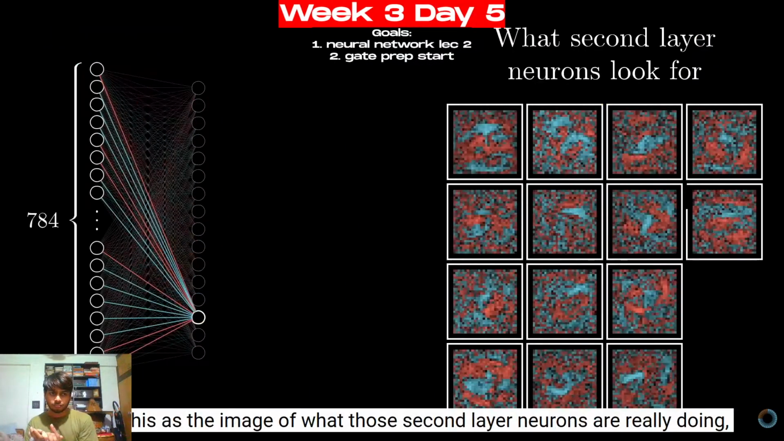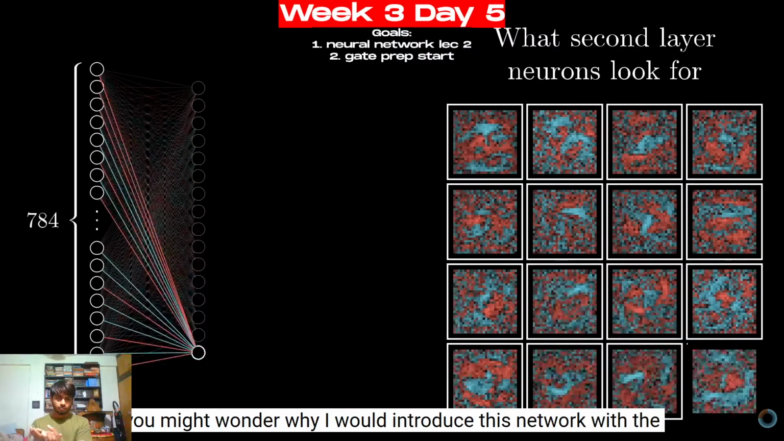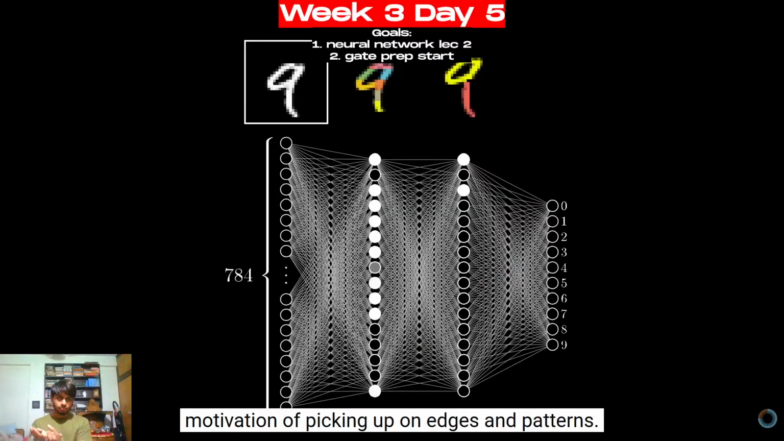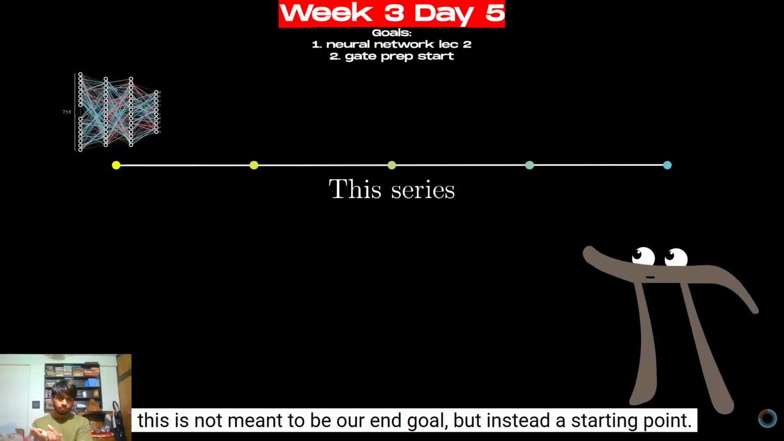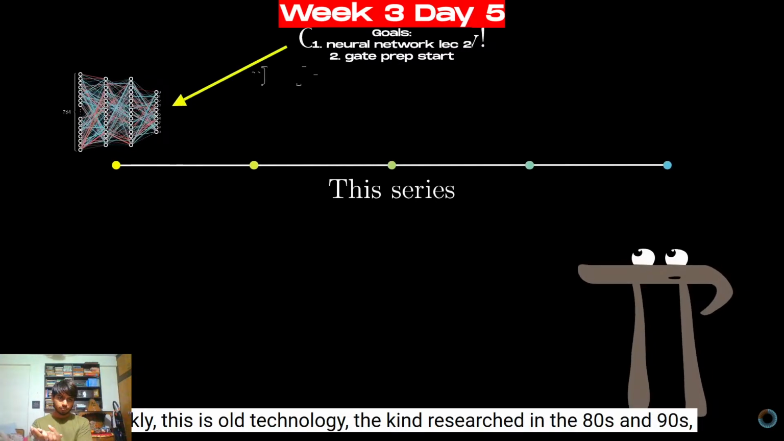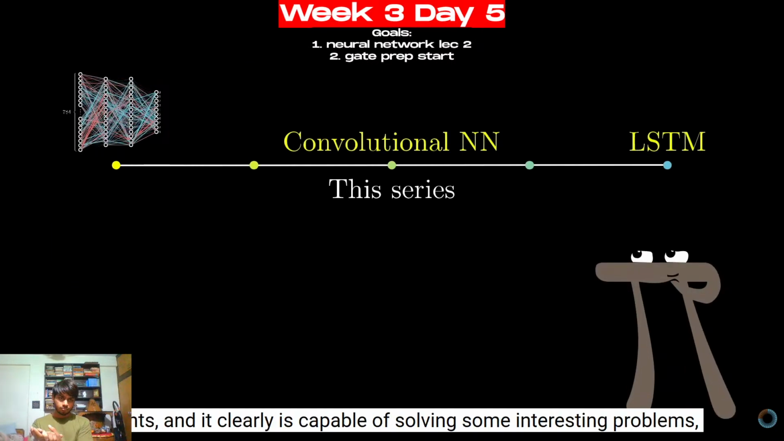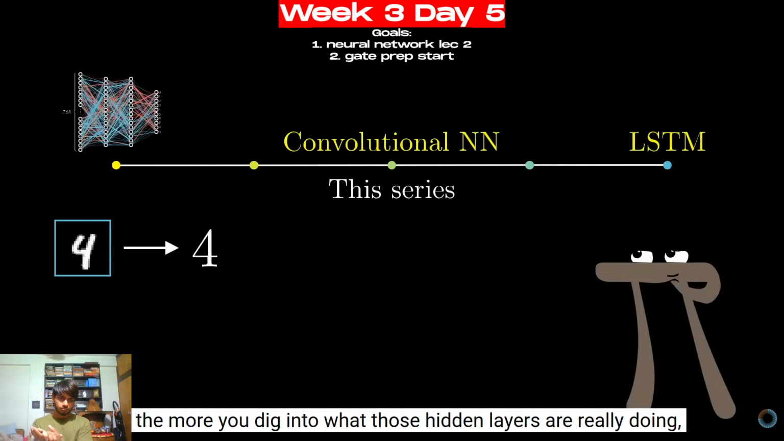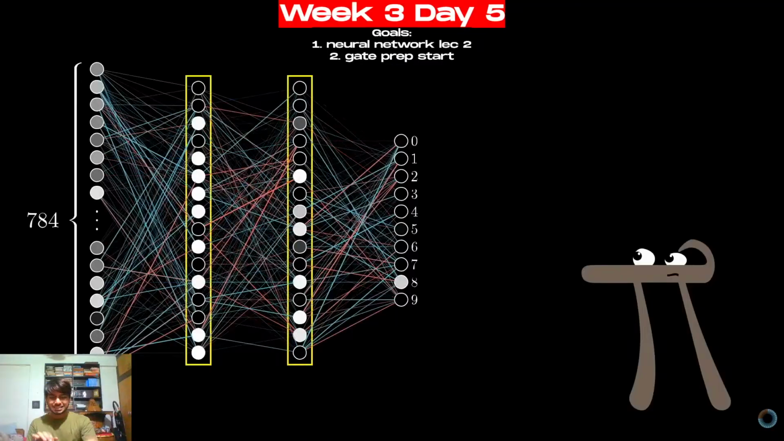So with this as the image of what those second-layer neurons are really doing, you might wonder why I would introduce this network with the motivation of picking up on edges and patterns. I mean, that's just not at all what it ends up doing. Well, this is not meant to be our end goal, but instead a starting point. Frankly, this is old technology, the kind researched in the 80s and 90s. And you do need to understand it before you can understand more detailed modern variants, and it clearly is capable of solving some interesting problems. But the more you dig into what those hidden layers are really doing, the less intelligent it seems.